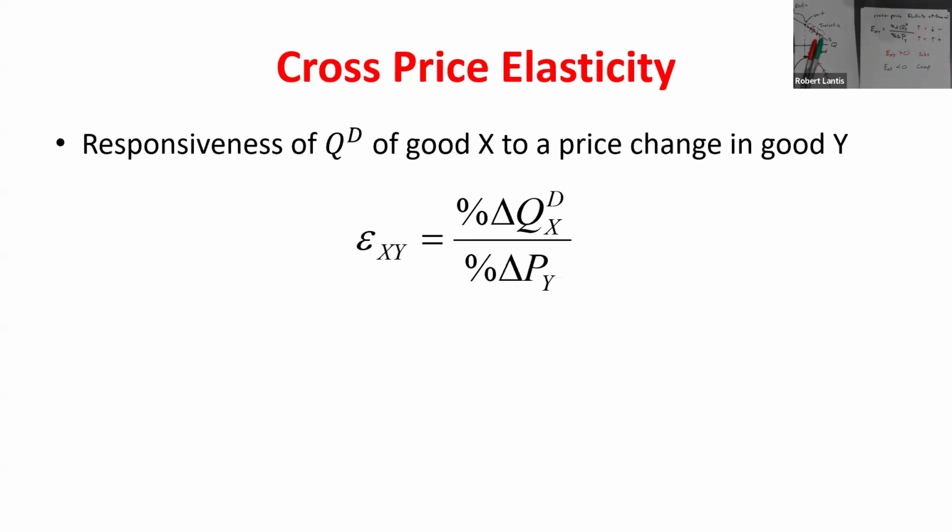Any other questions on this? So all I'm going to expect you to know is that the sign of the cross price elasticity tells you if there's substitutes or complements. What could I also start to break this down into?